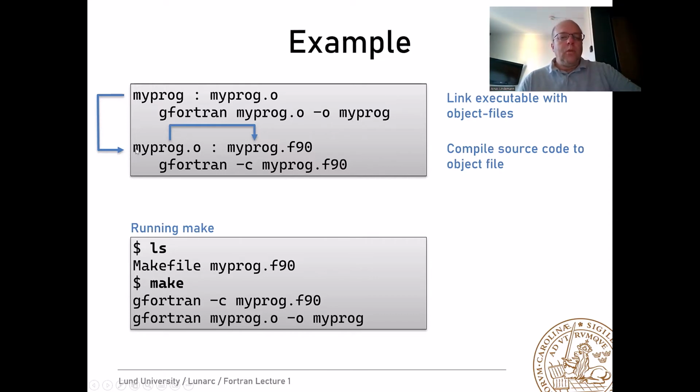And then we have another rule here to generate myprog.o. And that depends on the source code file myprog.f90. And then we have gfortran -c myprog.f90. So this line here will generate the O file, and then myprog here will create the executable from that O file.